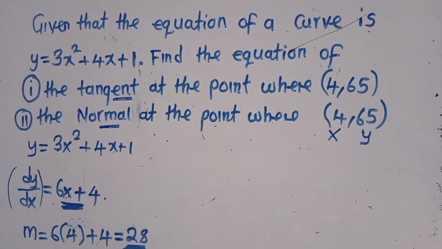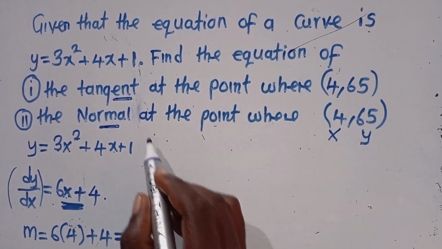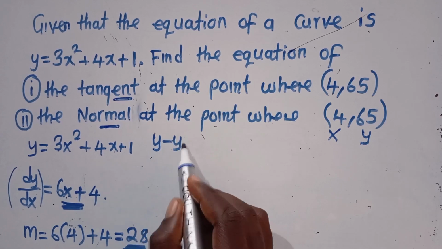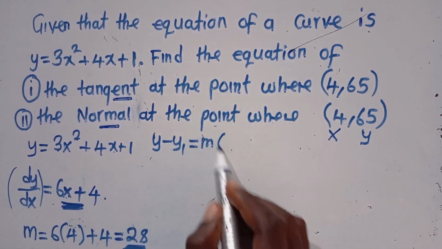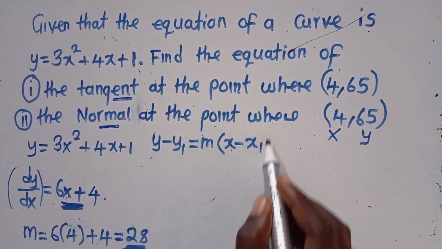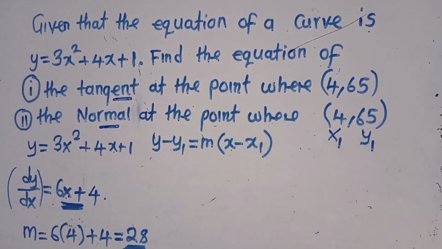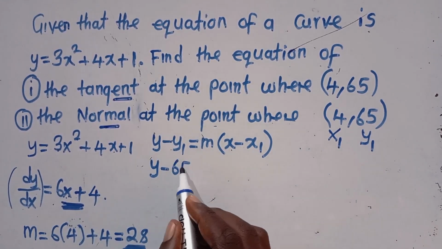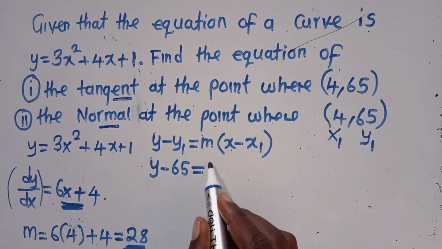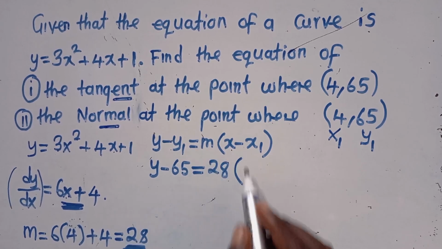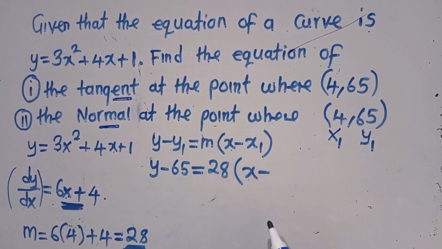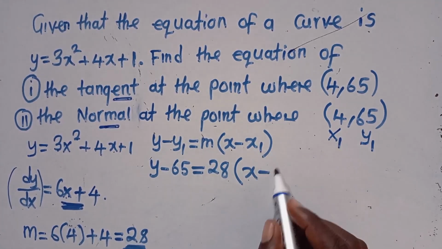So this gradient can help us find the equation of the tangent. Make sure you get this. How do you find the equation of the tangent? You say y minus y1 is equal to the gradient, open bracket, x minus x1, like this, where this is x1 and that is y1. So you say y minus, what is y1? 65. You put 65 here, which is equal to, what is your gradient? 28. x maintains minus, what is my x1? My x1 is 4. I put my 4 there.